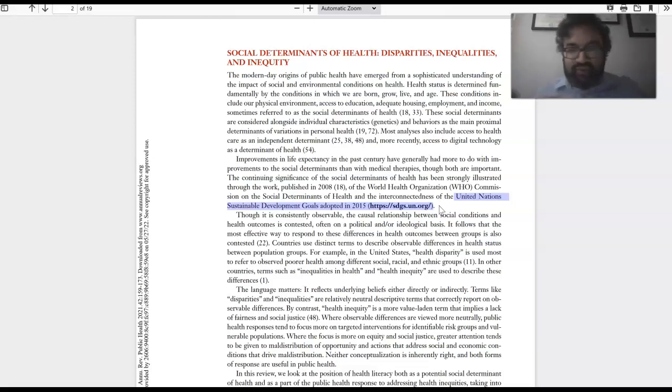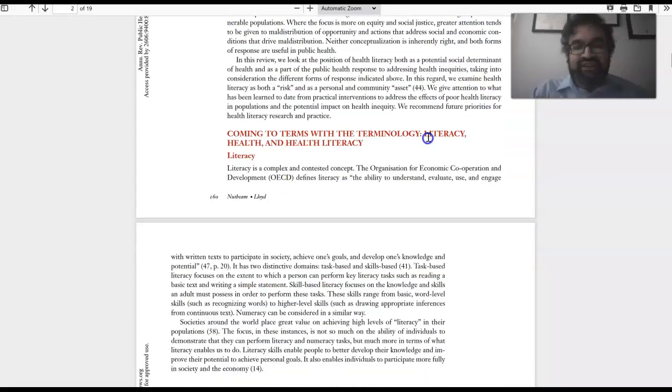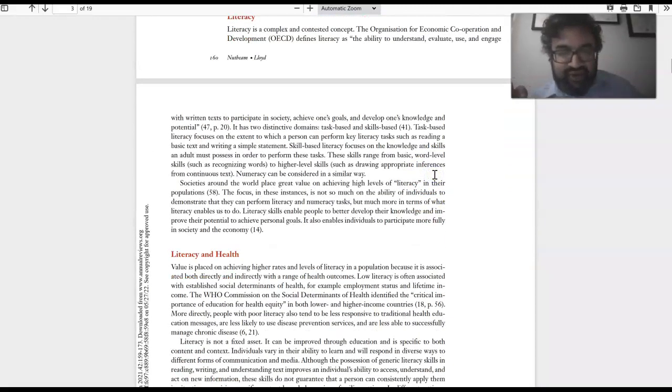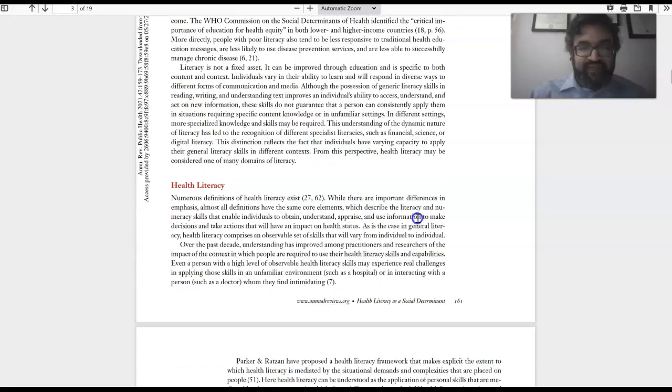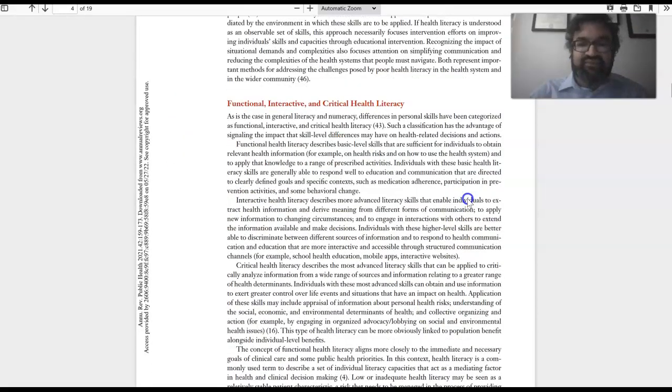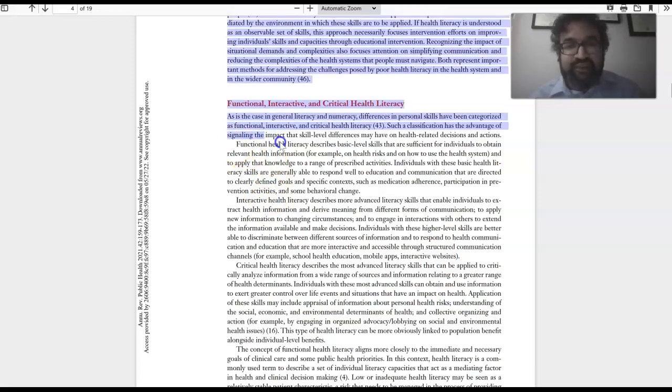What's nice here is that the authors go in and talk about different facets. Literacy is also not a fixed asset. People can improve their skills by understanding and learning more. And this portion is also interesting because there are different types of health literacy. There's functional health literacy, where you can get by with the basic information and knowledge that you have.